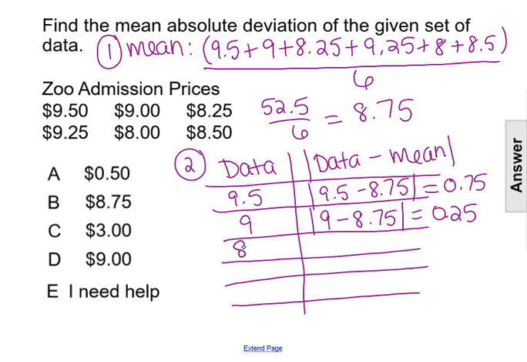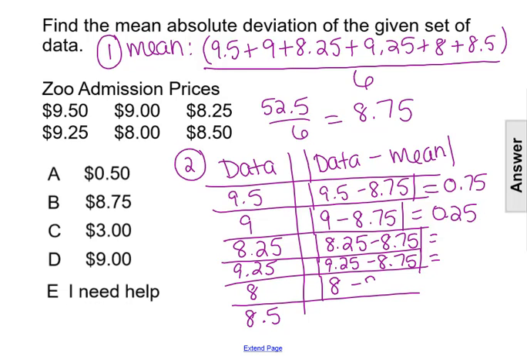Then we're going to do the same for 8.25, 9.25, 8, and 8.5. So we'll do the absolute value of 8.25 minus 8.75. The absolute value of 9.25 minus 8.75. The absolute value of 8 minus 8.75. And the absolute value of 8.5 minus 8.75.